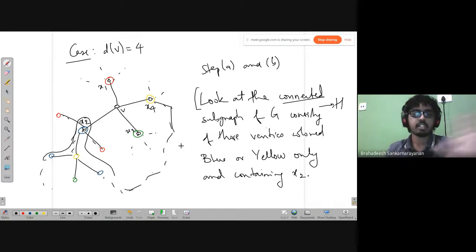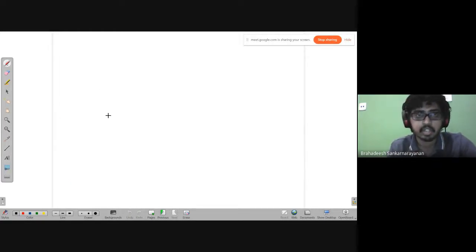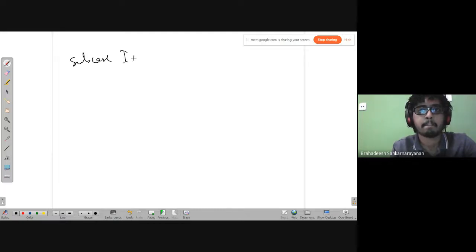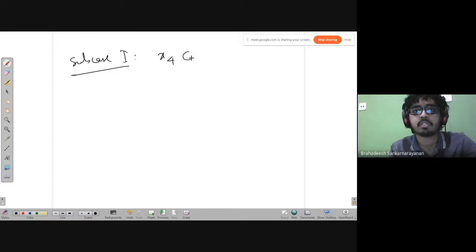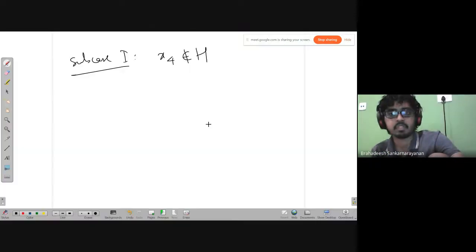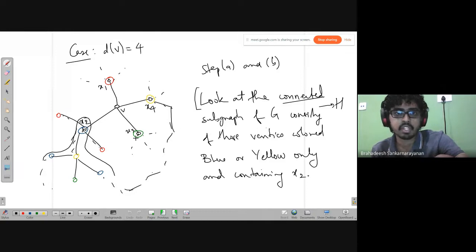So first case, there is no path between x2 and x4 consisting only of blues and yellows. That's going to be case 1. Let me write this down. And this is really the heart of this Kemp chain argument, and this is something worth knowing. I already used case 1, case 2 somewhere, so this is sub case 1. x4 does not belong to H. That is, x4 is not in this subgraph consisting of blues and yellows starting from x2.